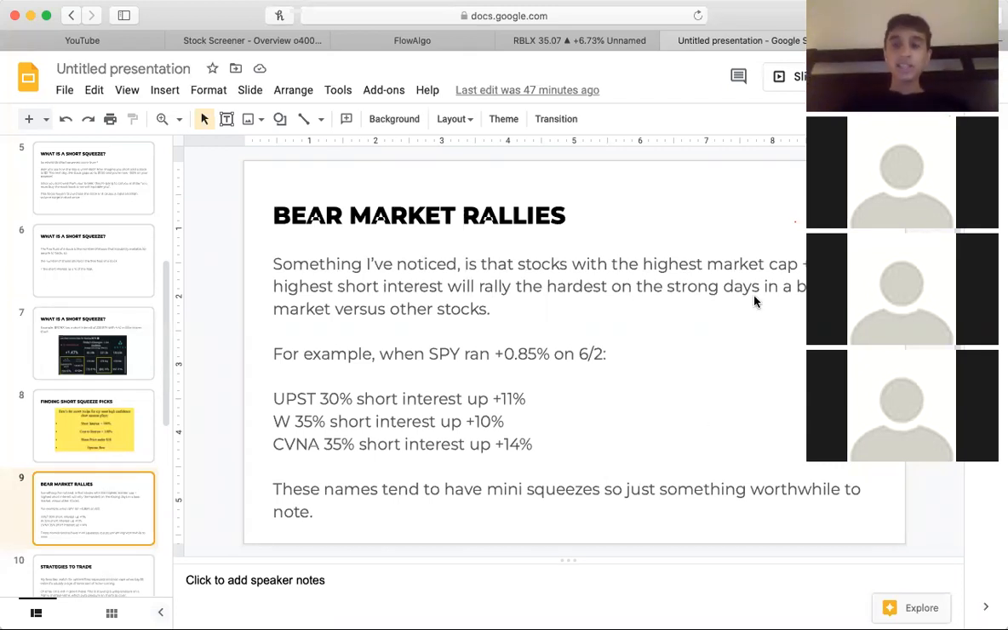Sorry, but these names tend to have mini squeezes on these days, and I think it's very worthwhile playing these names. So somebody asked me, do you enter buying shares most of the time or buying options contracts?